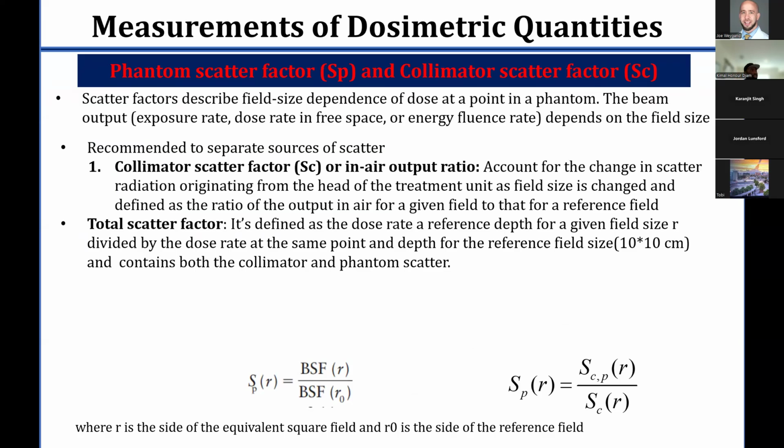Now, the important point I want to pass across here is that the collimator scatter factor, also known as the in-air output factor, essentially accounts for the change in the scatter radiation originating from the head of the treatment unit as the field size is changed. We simply define it as the ratio of the output in air for a given field size to the output in air at the same point for the reference field size. And keep in mind that for open or externally blocked fields, the field size is defined by the jaws at the isocenter of the machine.